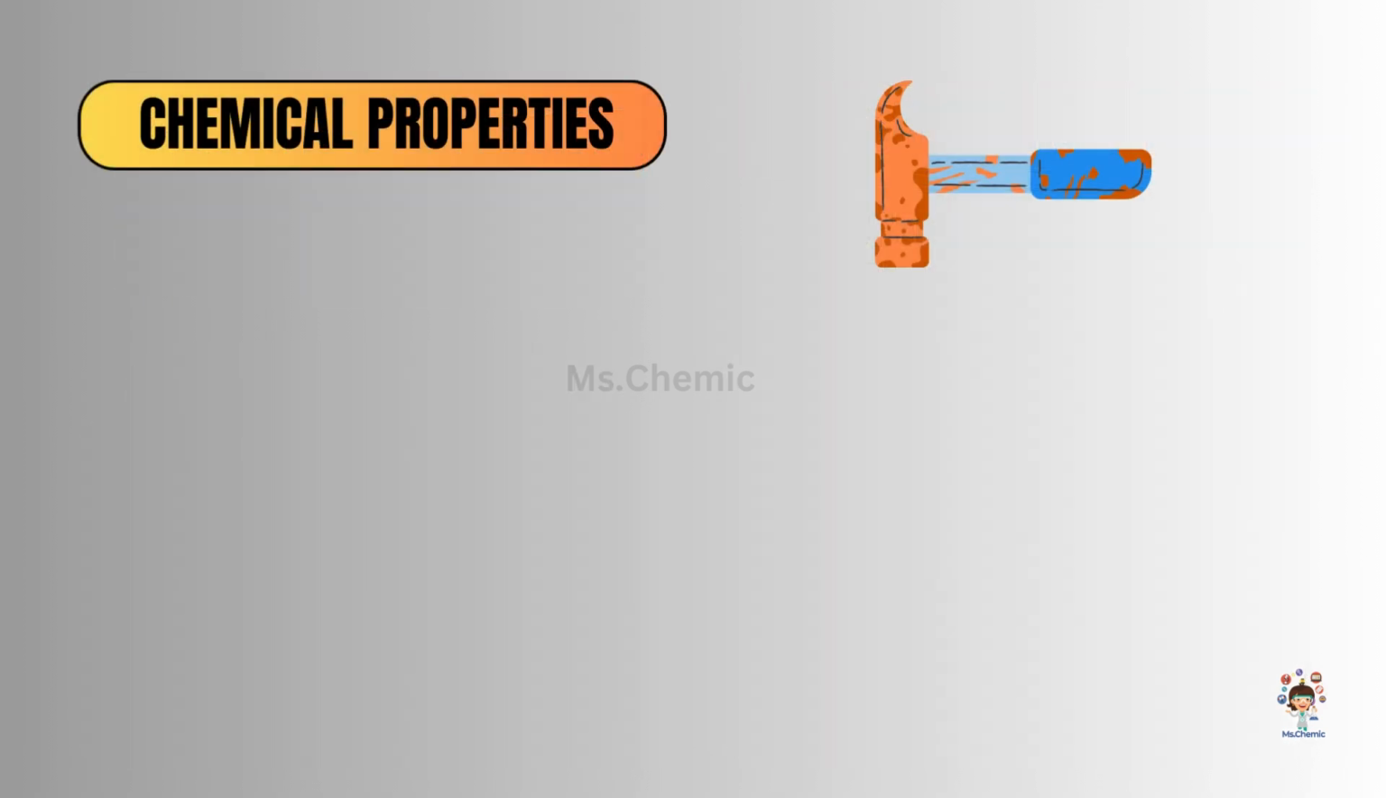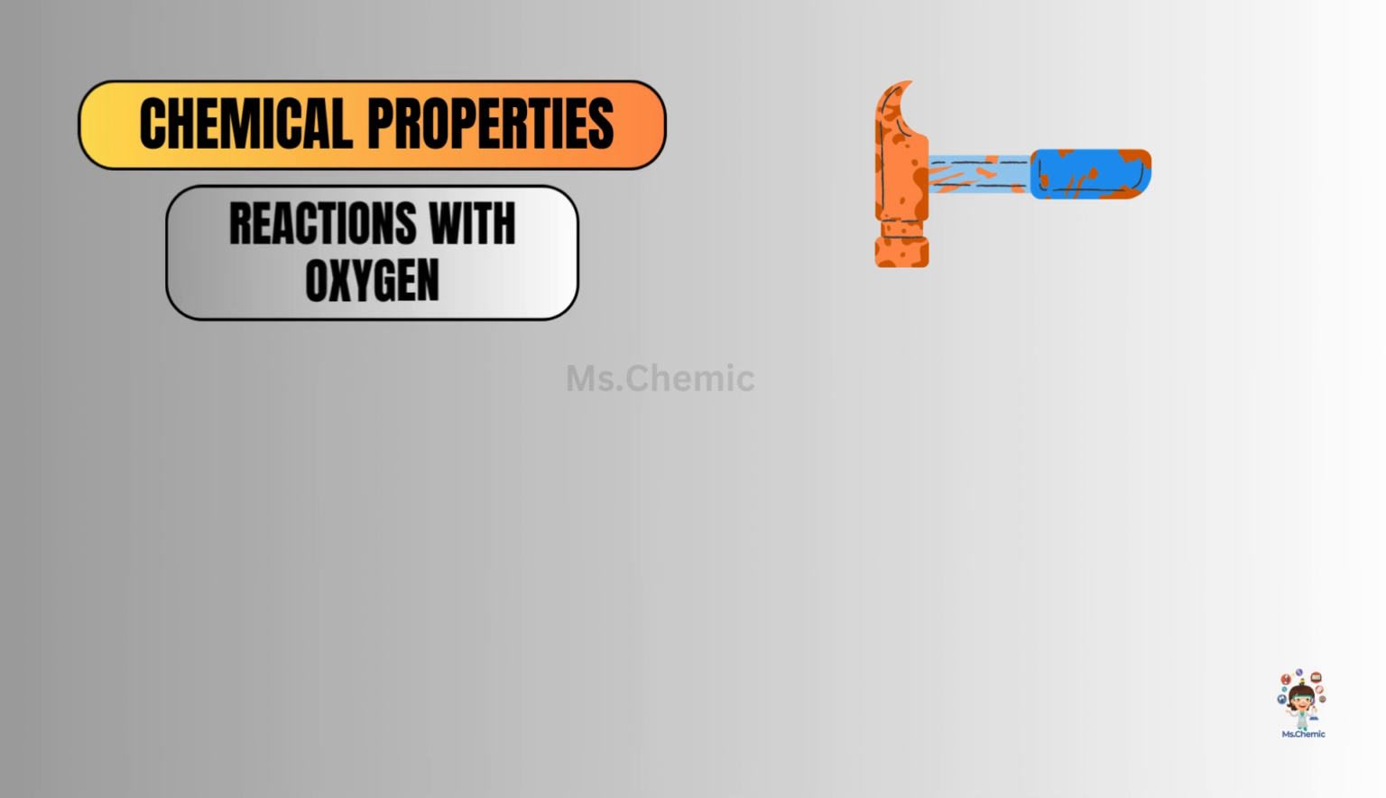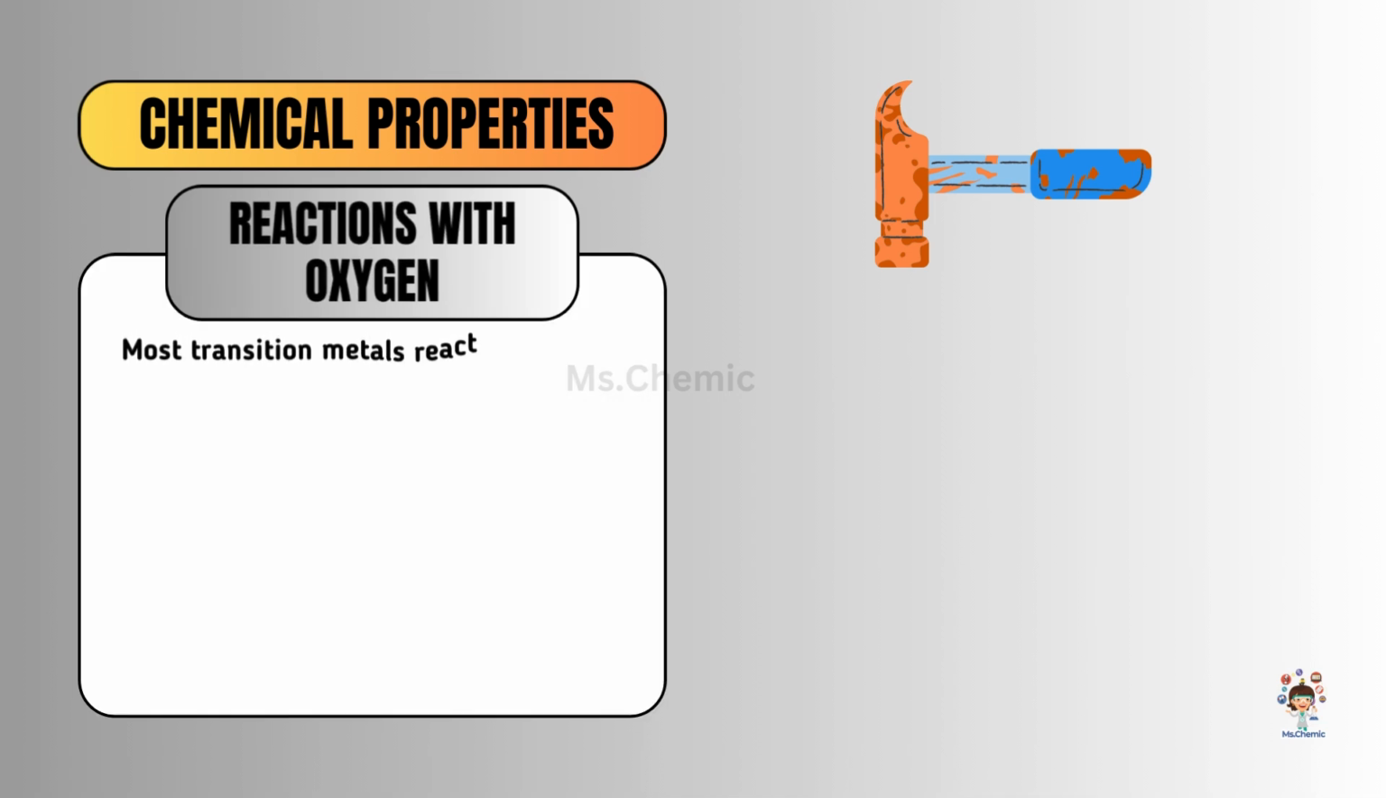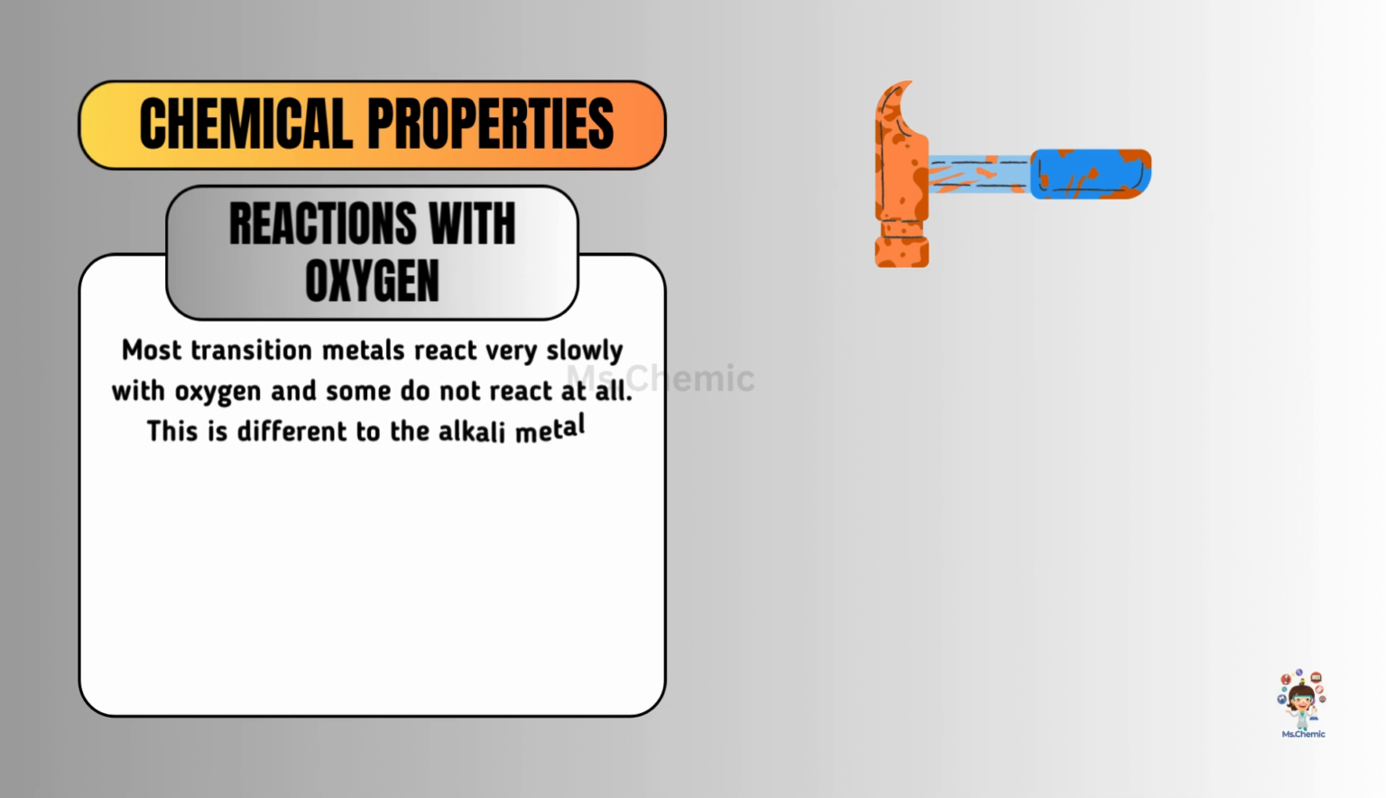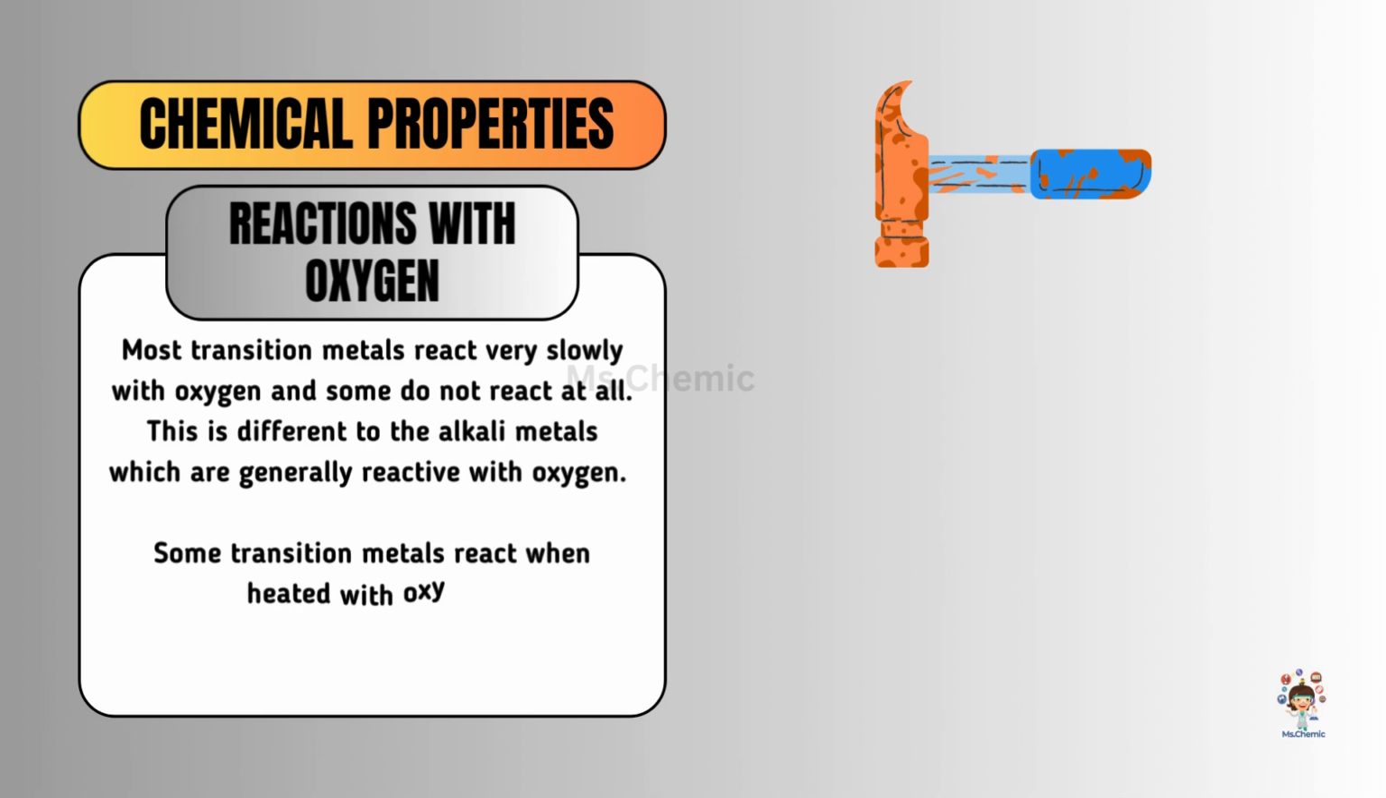Chemical properties. Reactions with oxygen. Most transition metals react very slowly with oxygen and some do not react at all. This is different to the alkali metals, which are generally reactive with oxygen. Some transition metals react when heated with oxygen. For example, copper plus oxygen gives copper oxide.